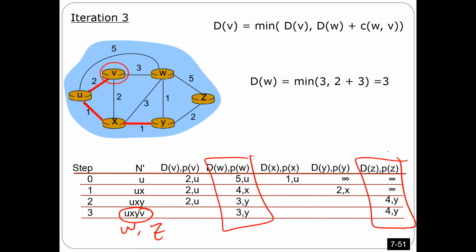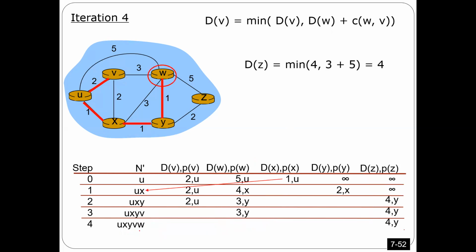Okay. Again, which one I have to start with? I have to start with the smallest one, smallest cost, which is W. So now I'm going to add W here. I'm going to check the neighbors of W. Okay. Yeah. So I'm here. I'm going to add W. And now I'm going to check.